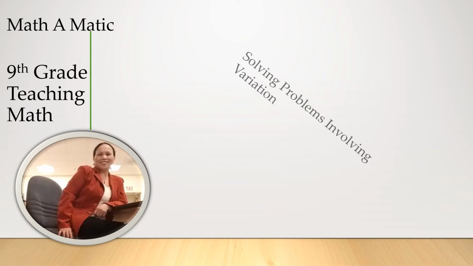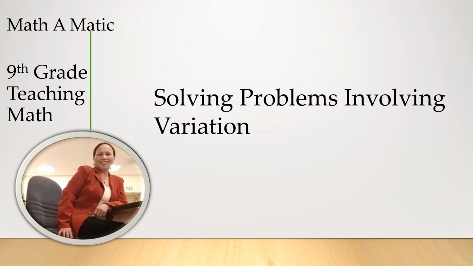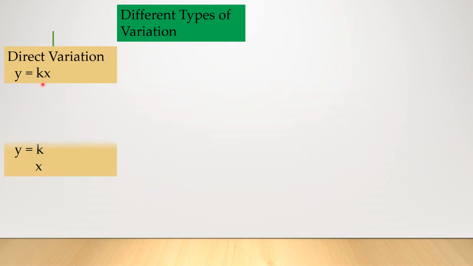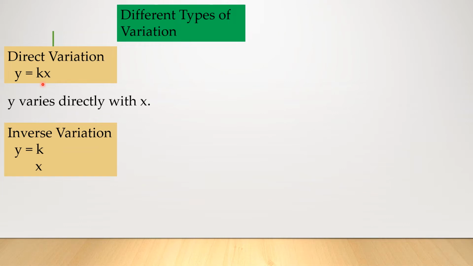Hi, welcome back. In this video, you're going to learn about solving problems involving variation. Let's recall the different types of variation. Direct variation, y is equal to k times x. The variation statement is y varies directly with x.